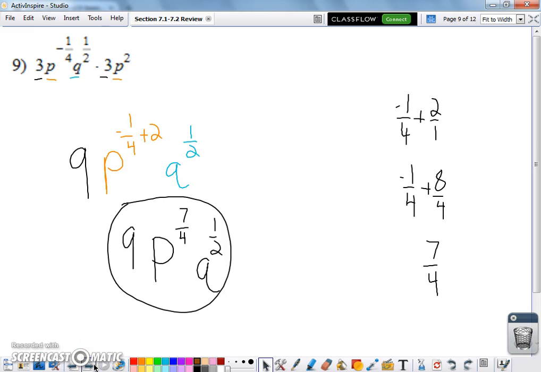All right, the exponent properties. Remember, you multiply coefficients, add exponents. So multiply 3 times 3 and get 9. I have p to the negative 1/4, p to the second. Do the work over here. Need a common denominator. 2 over 1 means 8 over 4. Add across the top, 7. And then that q has no friends. Boom. Remember, negative exponents, we can't have them. We don't have any, so I'm done.